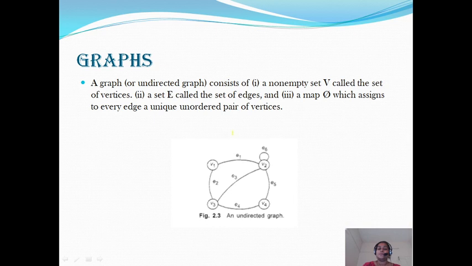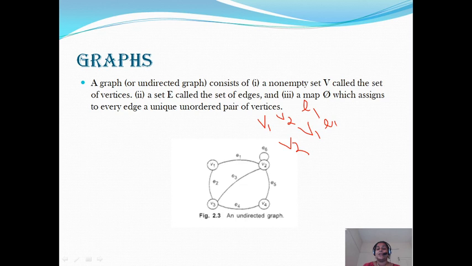So that's it. Every graph consists of a non-empty set of vertices and a set of edges, and also a map that assigns every unique unordered pair of vertices. Unordered means undirected, so there is no order. We can say V1 to V2, and we can also say V2 to V1. For example, V1 to V2 uses edge E1, and V2 to V1 also uses edge E1. This will change when you see a directed graph.